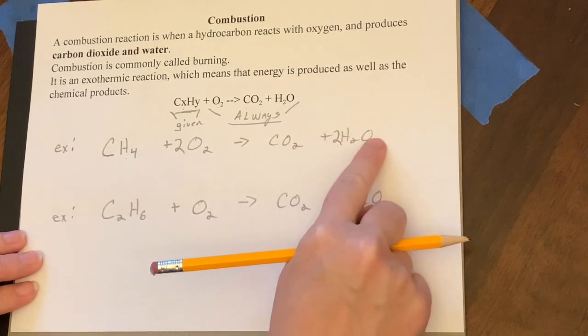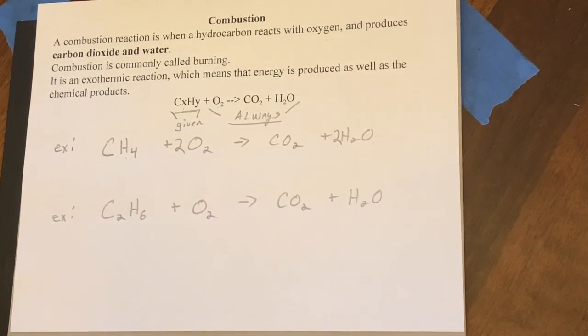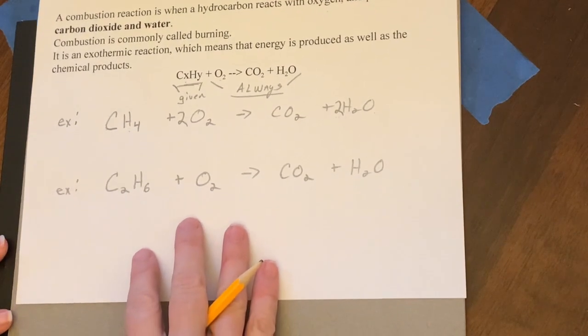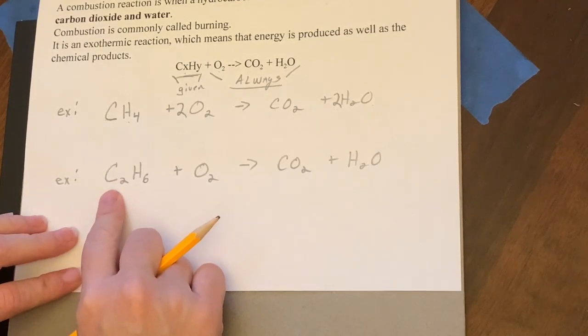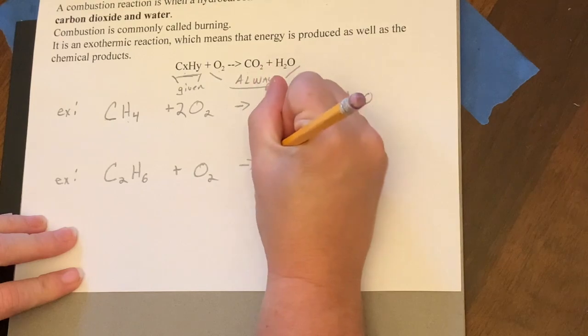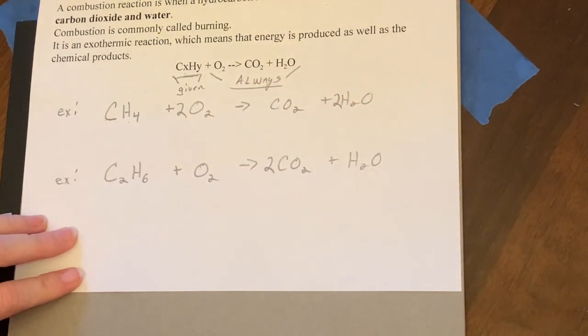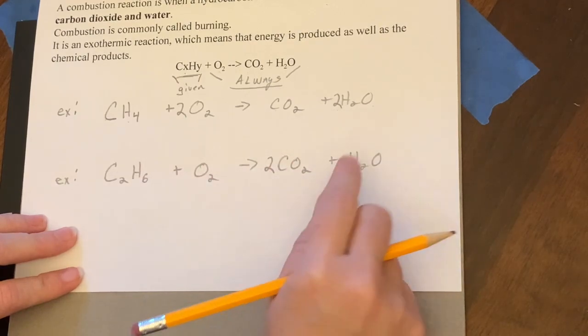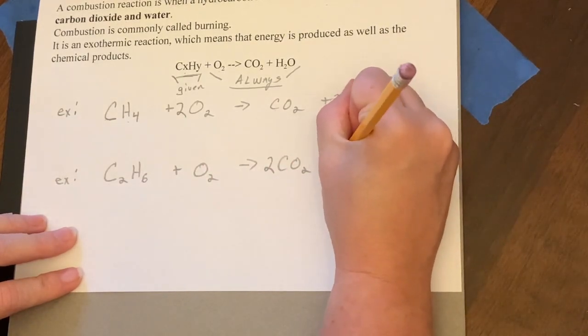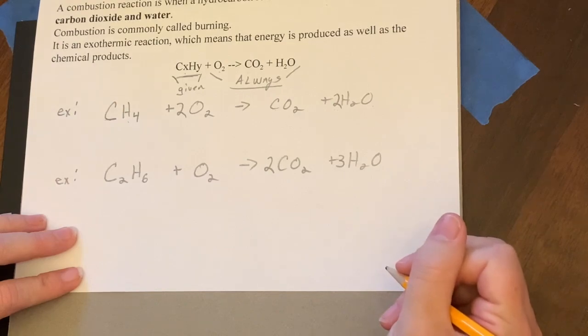I have 1, 2, 3, 4. I'm good to go now with that equation. Let's take a look at our second combustion equation. I have 2 carbons on the left. I have 1 on the right, so I'm going to go ahead and put a 2 there. Hydrogens, I have 6 on the left. I have 2 on the right, so I'm going to go on ahead and put a 3 there.